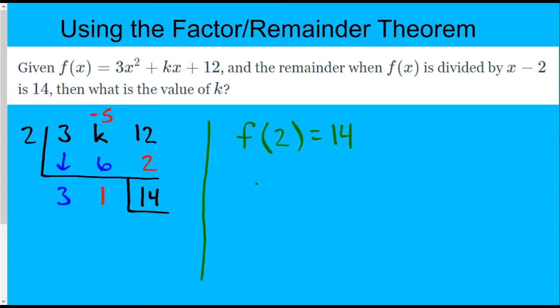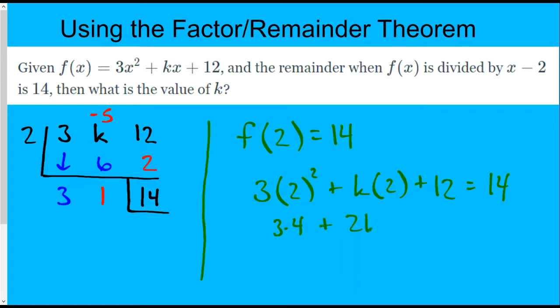So I could do 3 times 2 squared plus k times 2 plus 12, and I know that that's equal to 14. So now I only have a variable of k that I can solve for. Easy, right? So 2 squared is 4, so I have 3 times 4 plus 2k plus 12 equals 14.